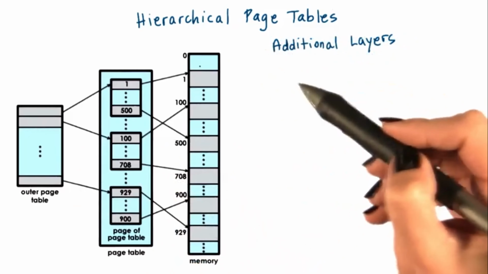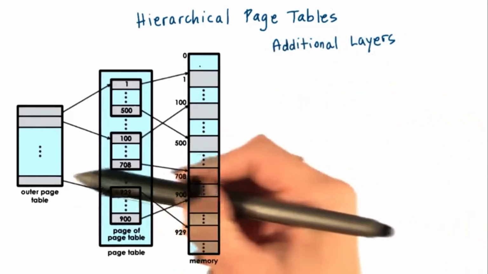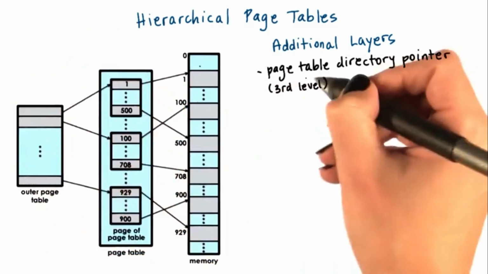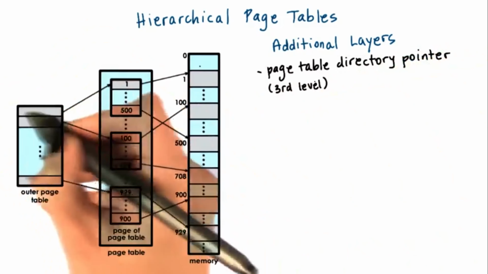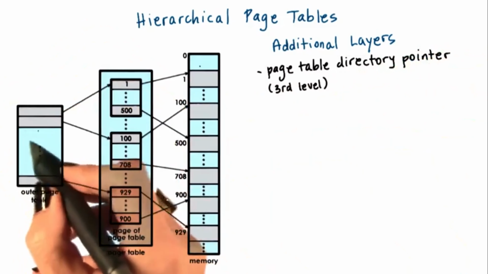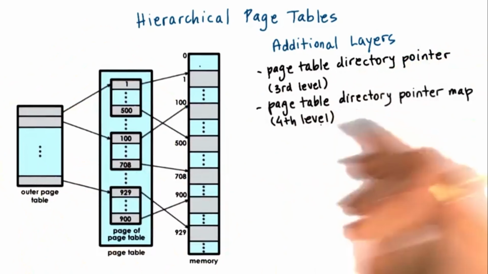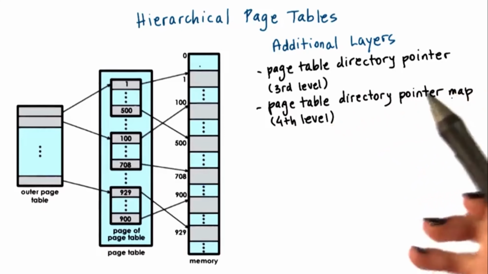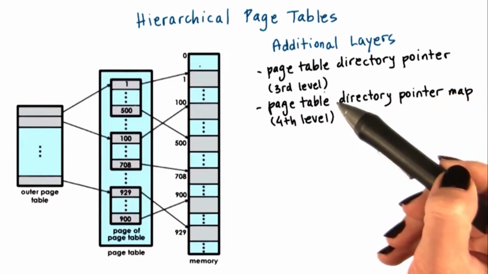The scheme can be further extended to use additional layers using the same principle. For instance, we can add another third level that can consist of pointers to page table directories. Adding yet another fourth level to this would consist of a map of pointers to page table directories.